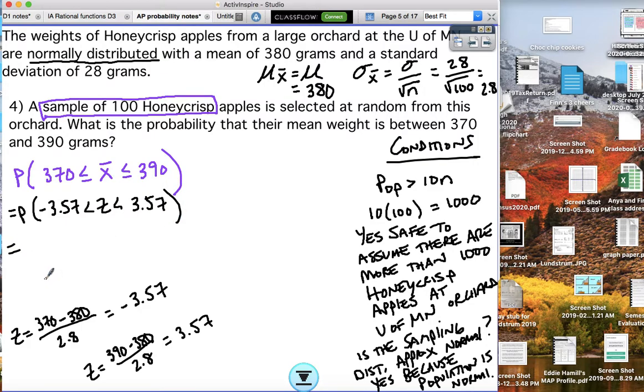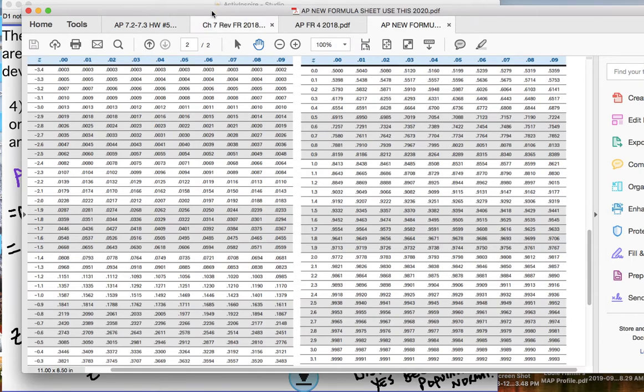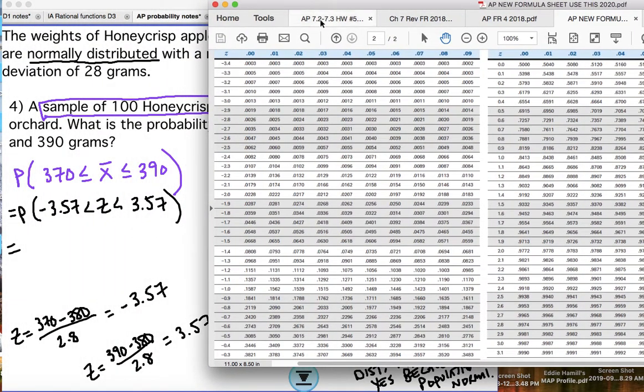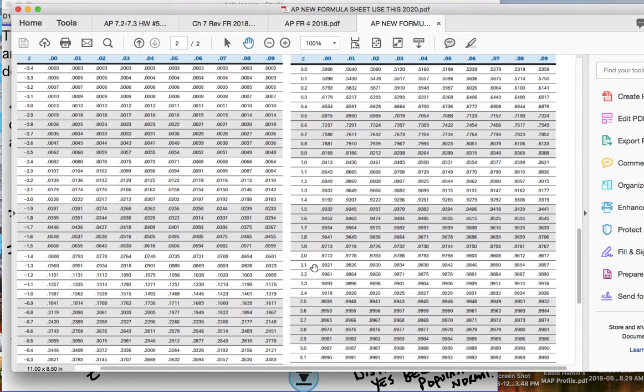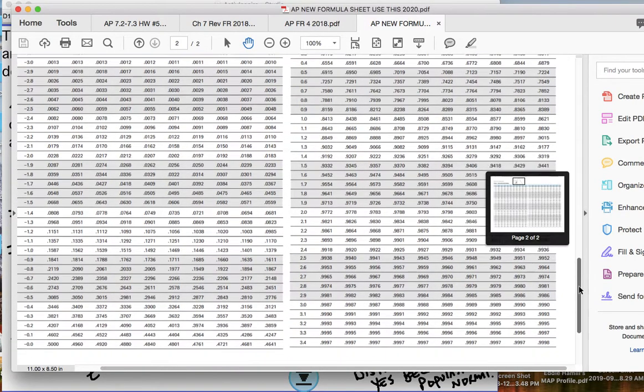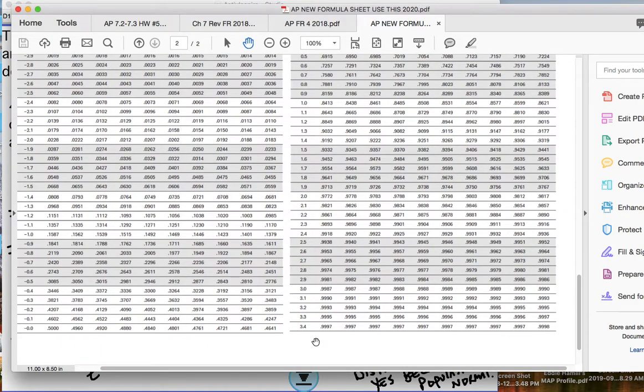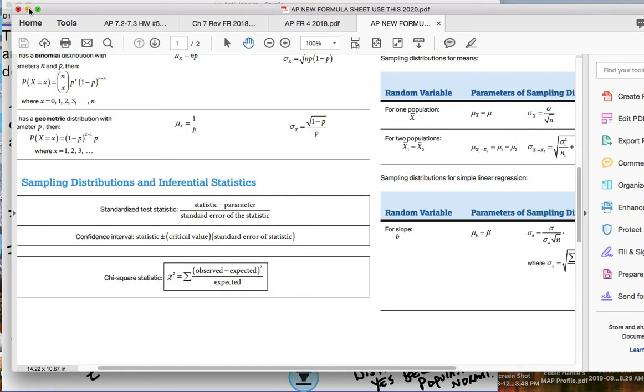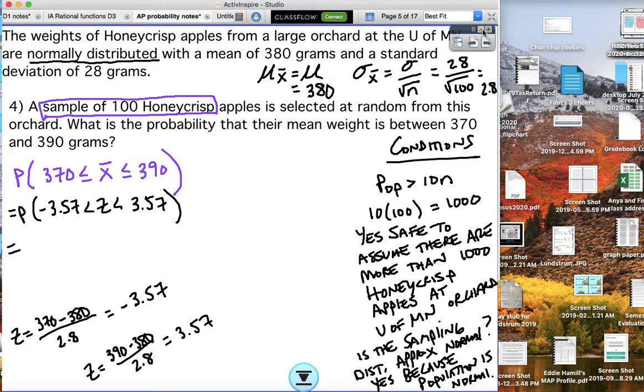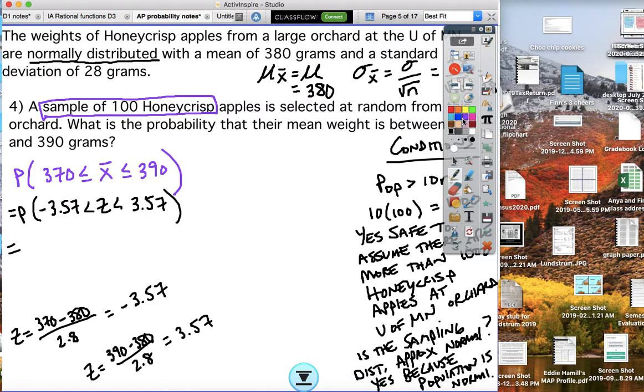Okay, so we're going to need our z-chart. And we look up the larger value first, 3.57. Okay, now it is off the chart, right? The highest it goes is 3.4. So let's think about this. Think about it in terms of a picture. I will draw a little picture right here.